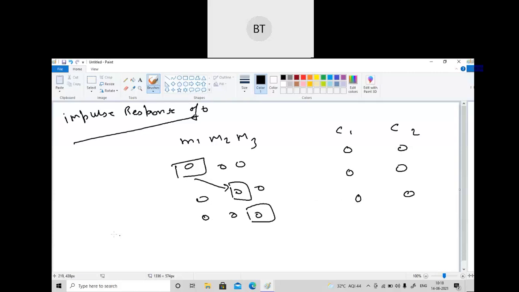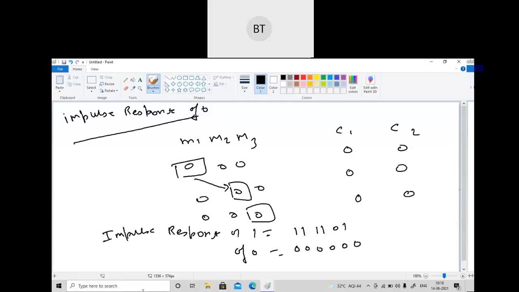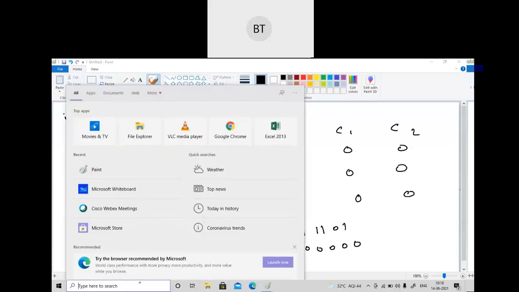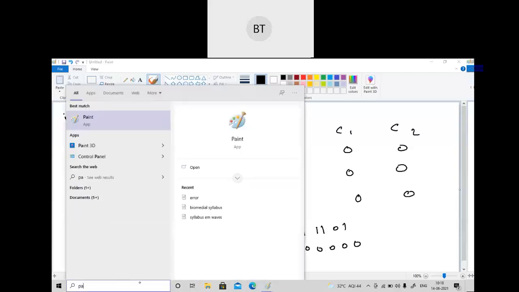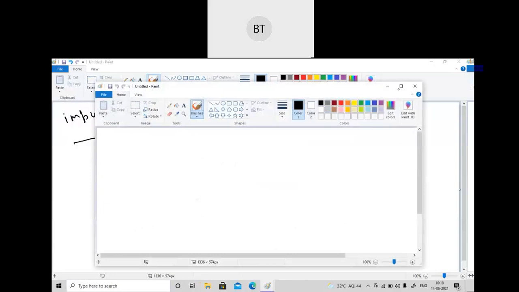So now I can write here the impulse response of 1. What have I got? Impulse response of 1: I have got 1, 1, 1, 1, 0, 1. Impulse response of 0: I have got 0, 0, 0, 0, 0, 0. Now we will apply the shifting property. We have already seen why to do shifting and how to do shifting.